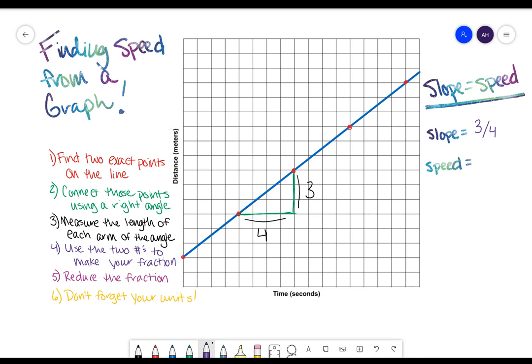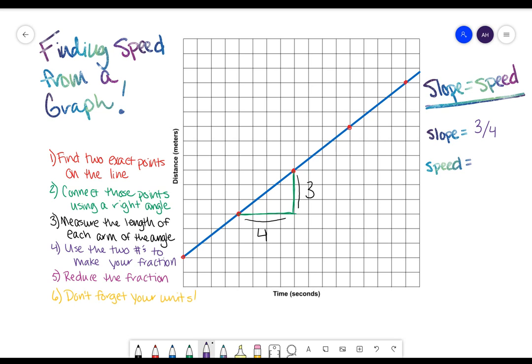So speed is the distance traveled in a specific amount of time. So you've got 3 over 4 because 3 is our distance and 4 is our time. Okay, so my slope is 3/4. Now I can't reduce that fraction, so I'm going to leave it that way.